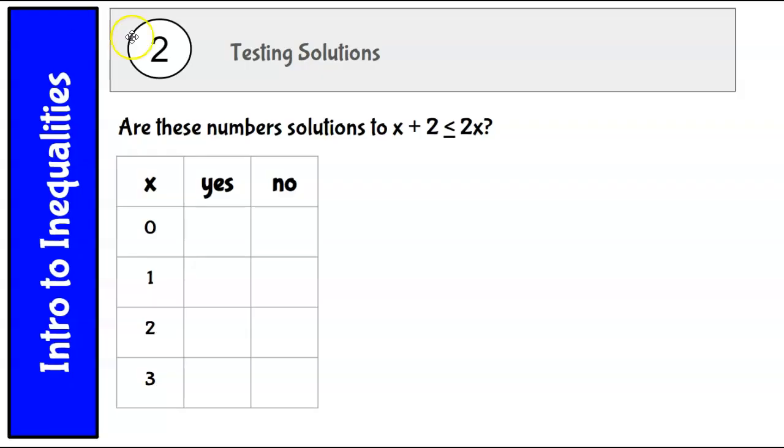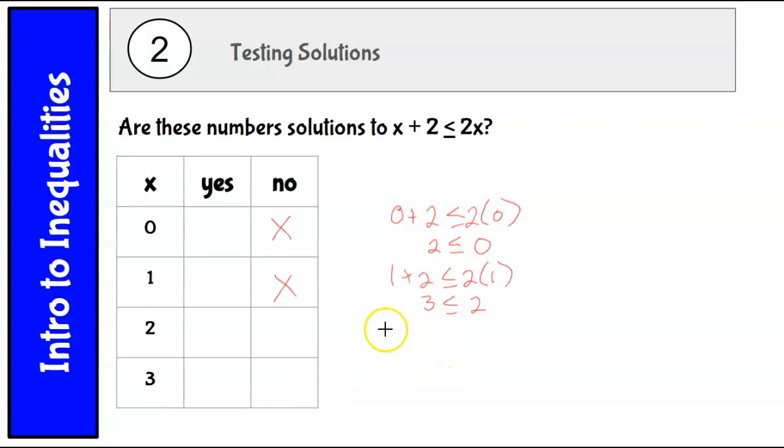Let's talk about how we test solutions. Are these numbers solutions to x plus 2 is less than or equal to 2x? For each one, we're going to say yes or no. So for 0, we're going to put in 0 plus 2 is less than or equal to 2 times 0. 0 plus 2 is 2. Is that less than or equal to 0? That is not less than or equal to 0. How about 1? The left side is 3. The right side is 2. That is not a solution.